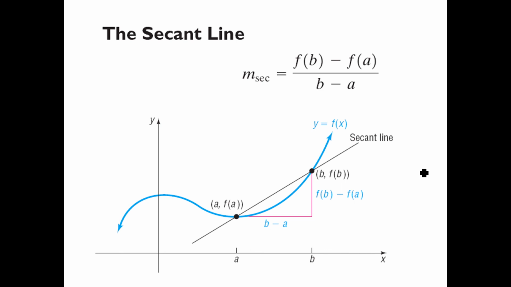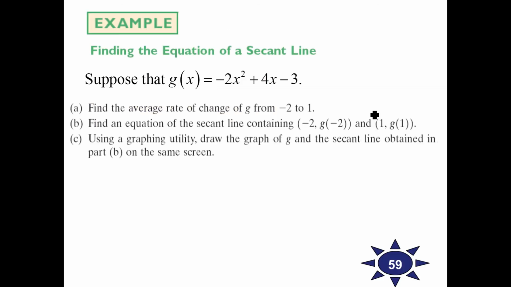So, we have the rate of change is the slope of this line. The line itself is called the secant line. So we can calculate that for any equation. So we're going to do this from the points negative 2 to 1 for this function, negative 2x squared plus 4x minus 3. So let's start by finding the average rate of change.